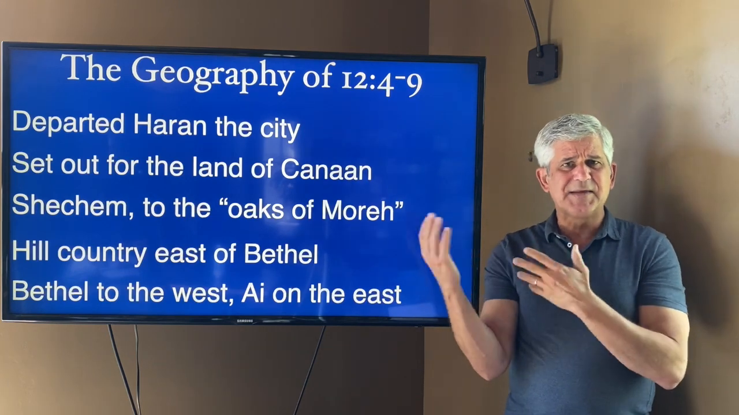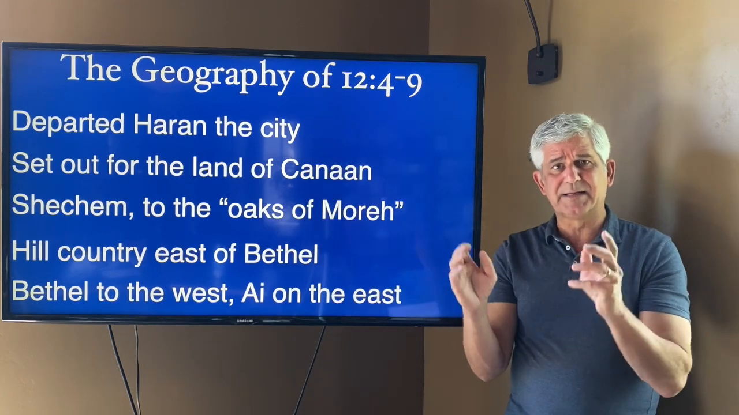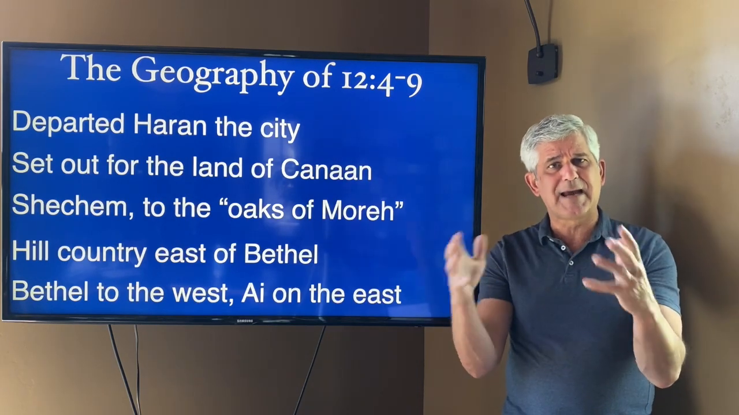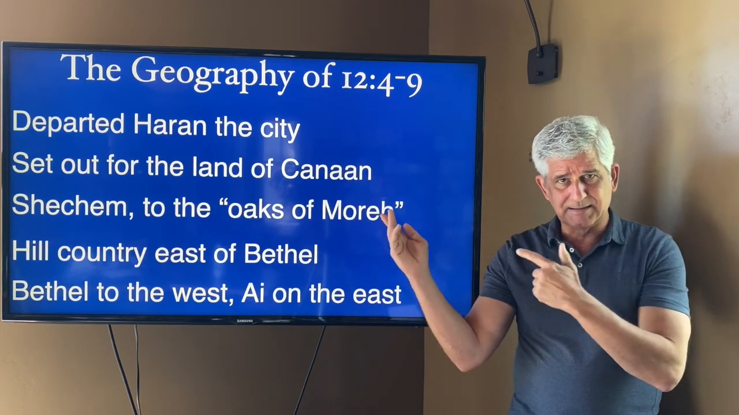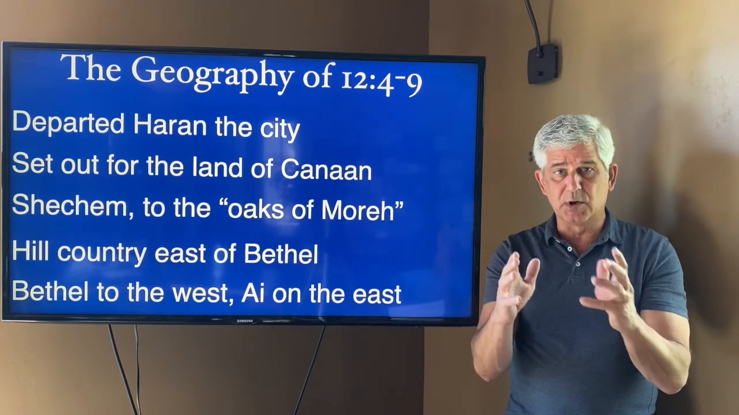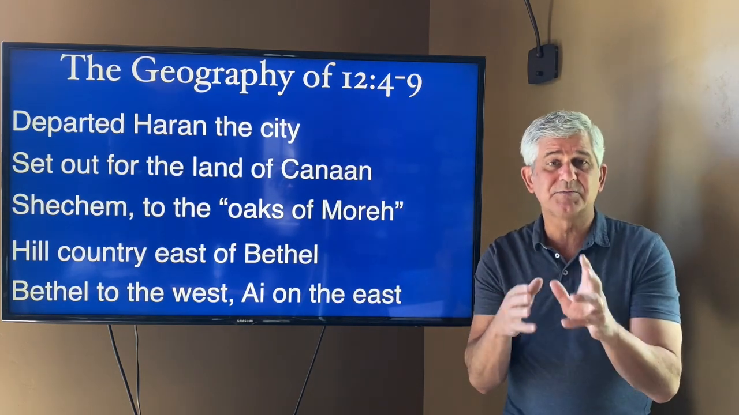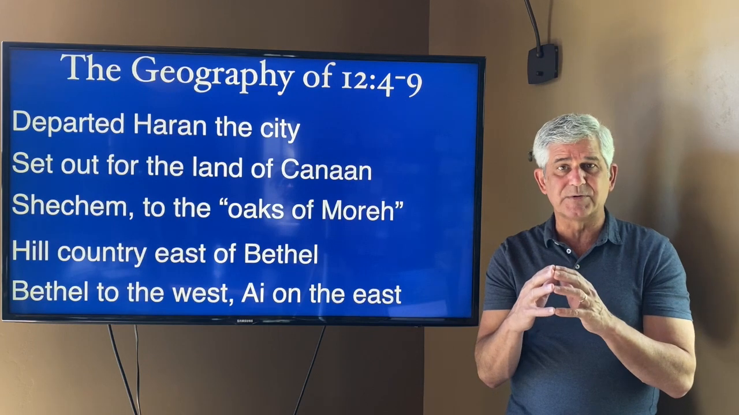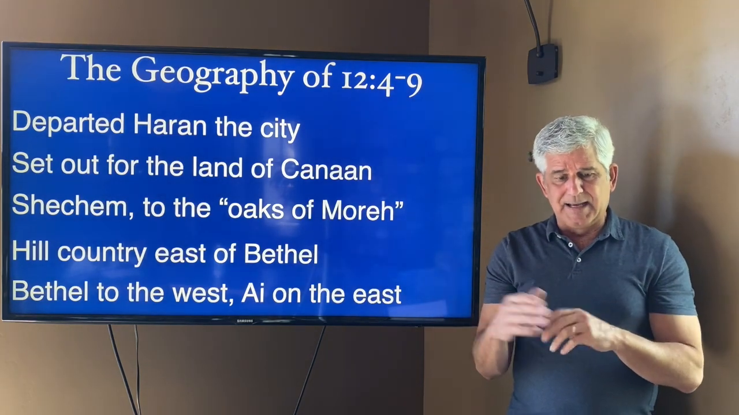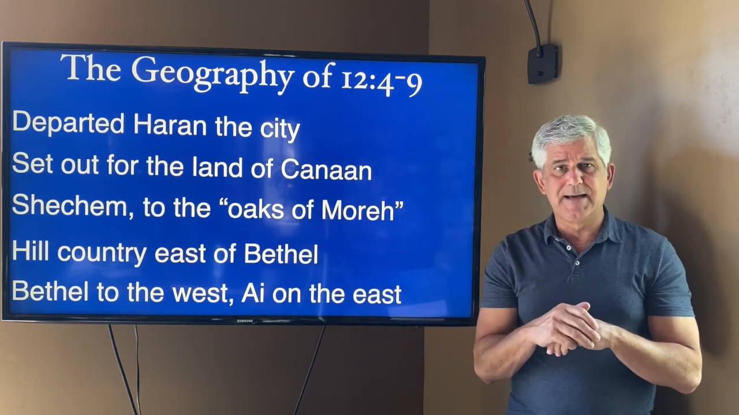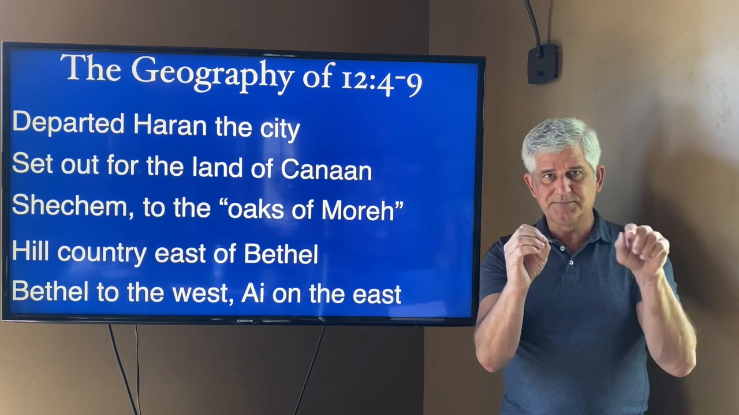So what that's telling us is that there are certain regions that are known by names and certain regions that are known by the characteristics of the flora that are there. And this is one of them, the Oaks of Moreh. Those names are going to come up in some shape in other stories, but for now they're pretty much just left unidentified. And then they keep going, and they land at a place that's east of Bethel.